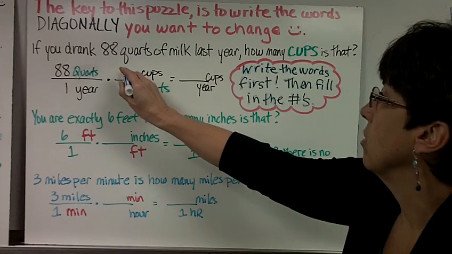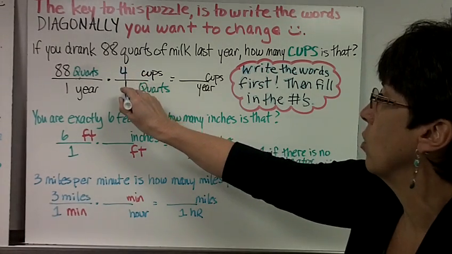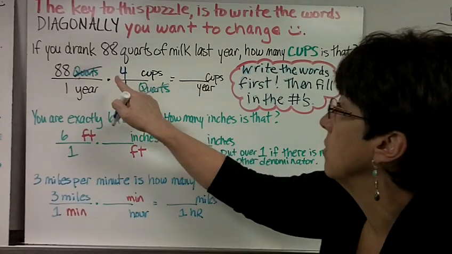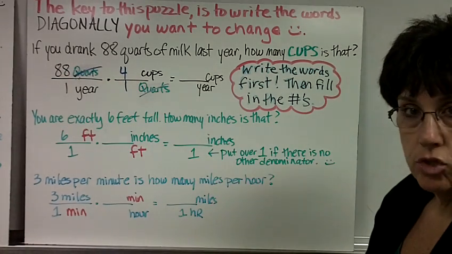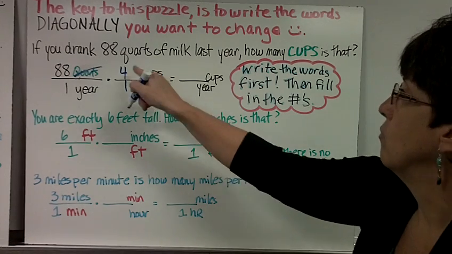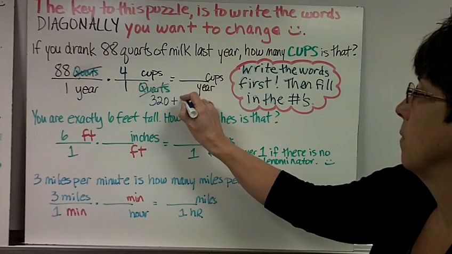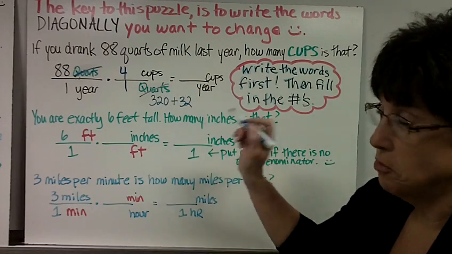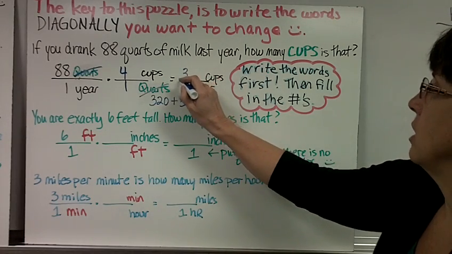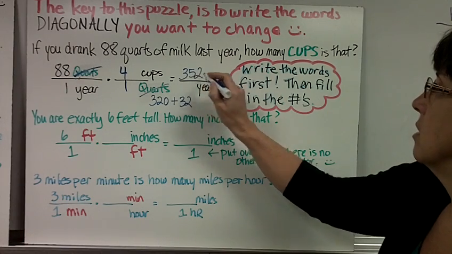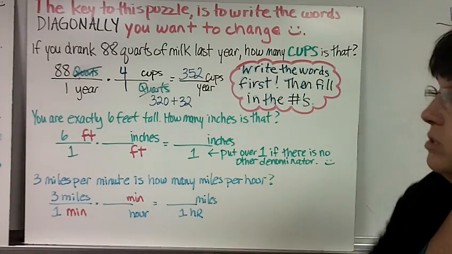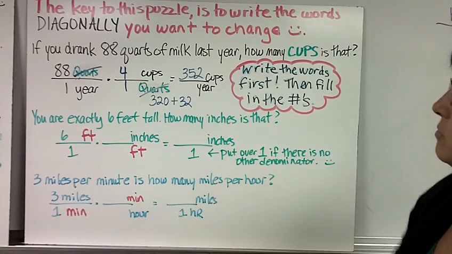All right, well, there are 4 cups in 1 quart. And now I can simplify. Cancel, cancel. 4 times 8 is 320. 4 times 80, so let's write that, 320. 4 times 8 is 32. Doing the distributive property in my head. And now let's add those together. 352. 352 cups. And that makes sense if you drink a cup of milk a day. There's 365 days in the year. You maybe missed a few.